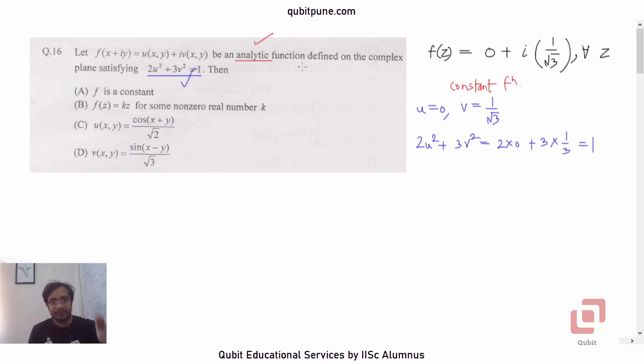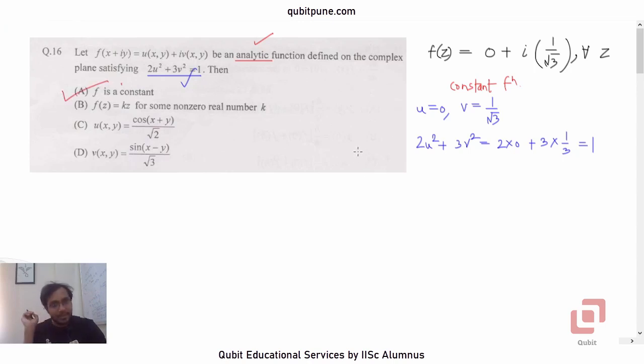And we know that in this examination, at least for this question, it has only one correct option. So what's the answer? The answer is f is a constant. So the correct option is A.